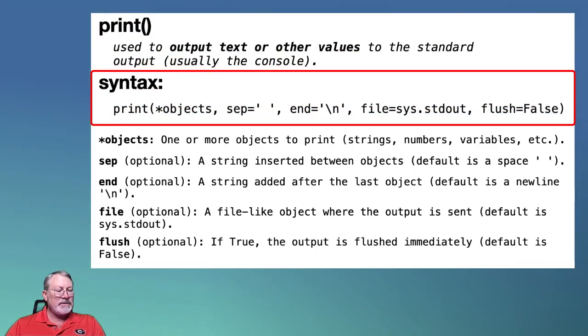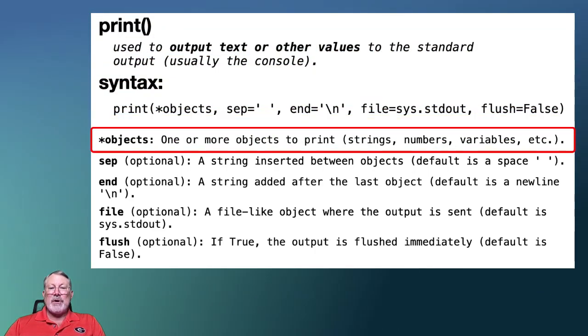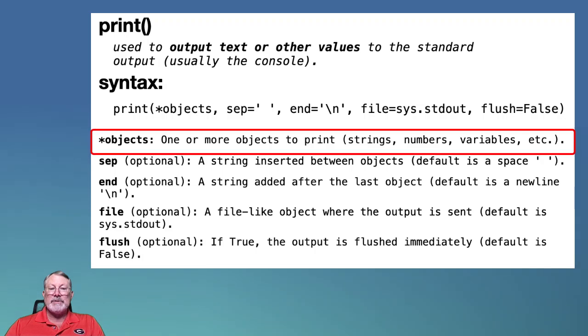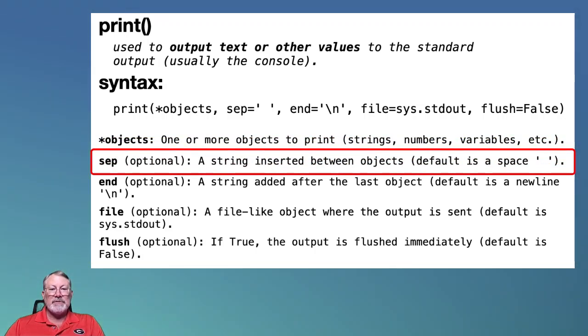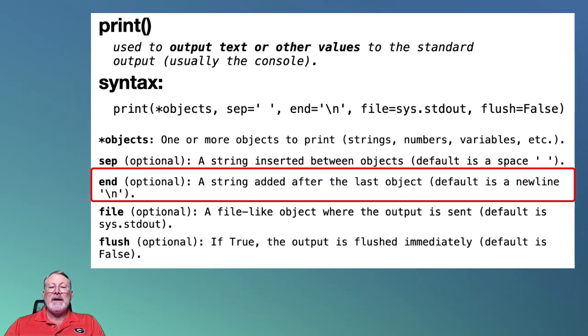Here's the syntax. The object's argument are the values that you want to print. You can pass multiple arguments separated by commas. The sep argument specifies the separator between the arguments. The default is a single space. The end argument specifies what to print at the end of the output. The default is a new line.